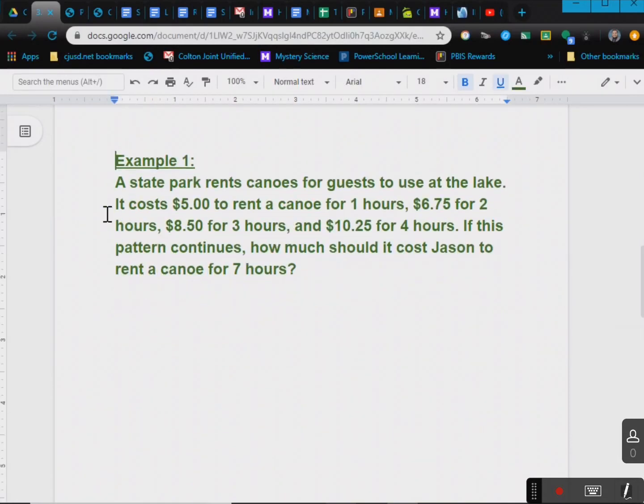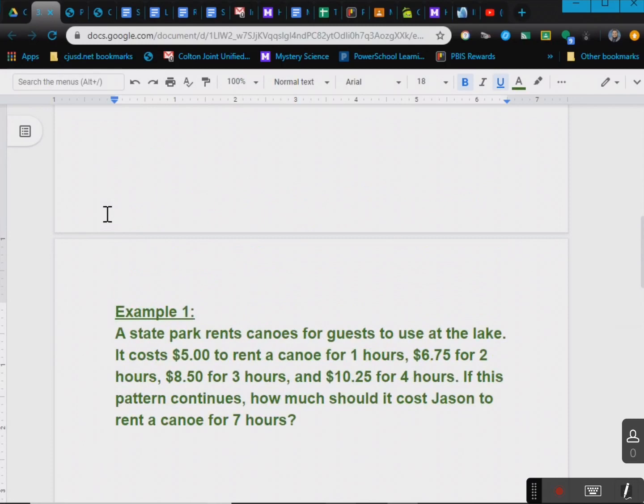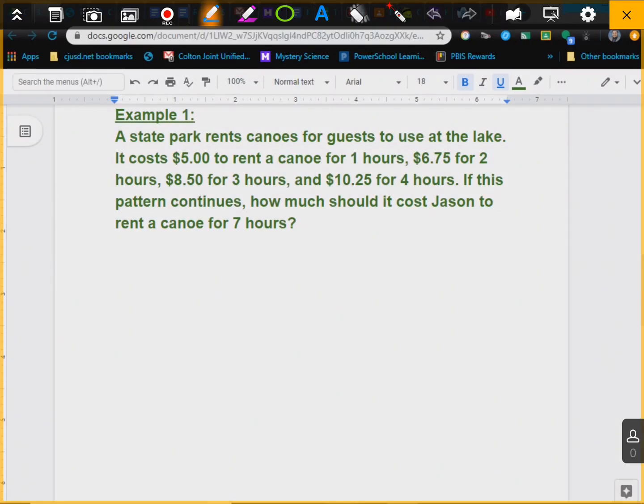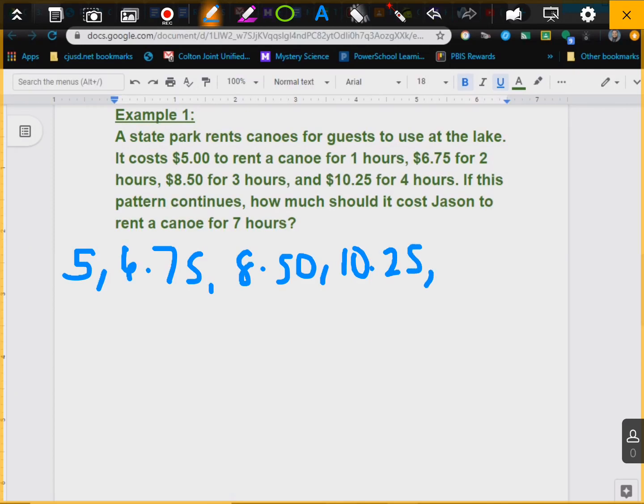A state park rents canoes for guests to use at the lake. It costs $5 to rent a canoe for 1 hour, $6.75 for 2 hours, $8.50 for 3 hours, and $10.25 for 4 hours. If this pattern continues, how much should it cost Jason to rent a canoe for 7 hours? So what you want to do is write the numbers in a sequence. 5, 6.75, 8.50, and 10.25. And they want to know what it's going to be for the 7th term. Okay, so you have to find out what's the 5th, 6th, and then finally 7th.